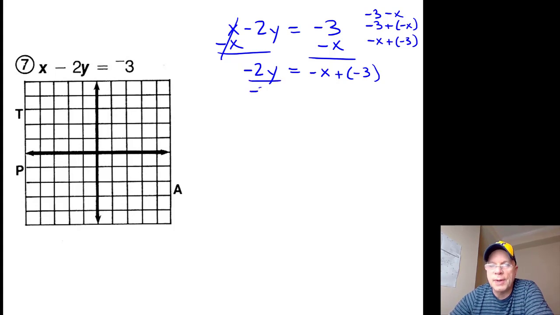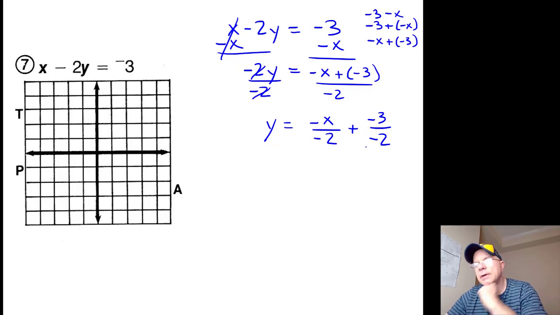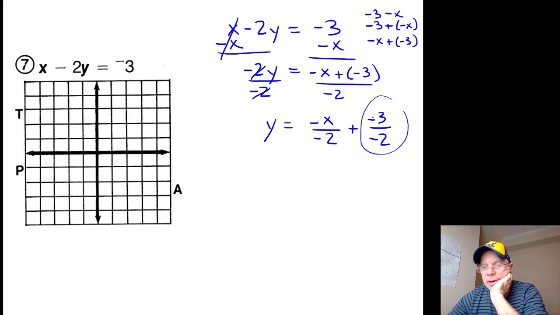Then I divide both sides by negative 2. And we get y equals negative x over negative 2 plus negative 3 over negative 2. Now this is a little different. I'm looking at the constant term right now. Negative divided by negative is positive. 3 divided by 2 is 1.5, but we haven't been converting to standard form yet. We might as well just keep it as 3 halves. We know that's 1 1/2.